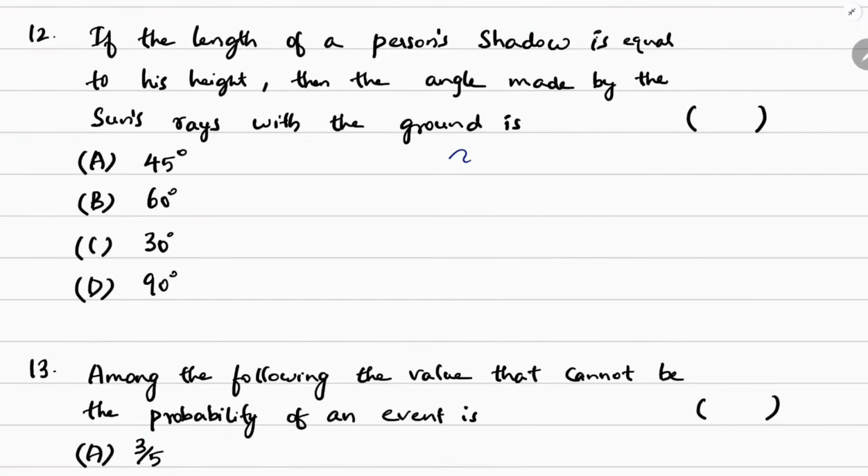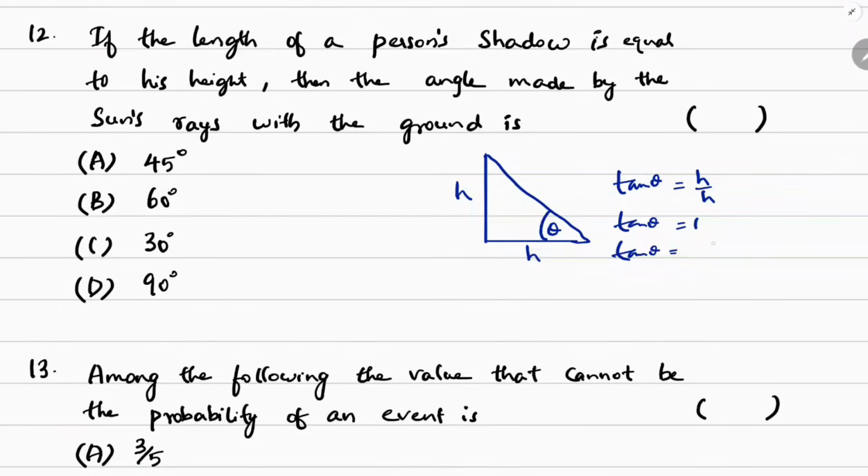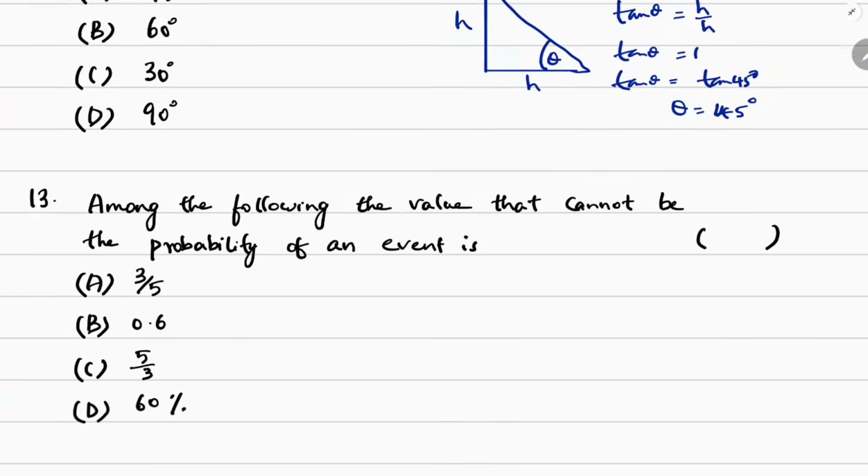If the length of a person's shadow, see the length of a person's shadow here, if we take shadow is equal to its height. Suppose if height is h, length of the shadow is also h. So the angle made by the sun's rays with the ground, we need to find theta. So tan theta is h by h. Tan theta is 1. In tan we'll get 1 for 45, tan 45. So theta is 45 degrees. So the correct option is A. Next.